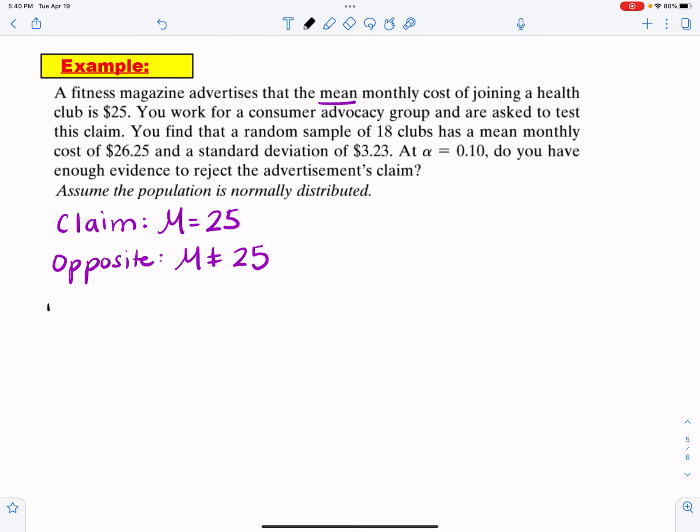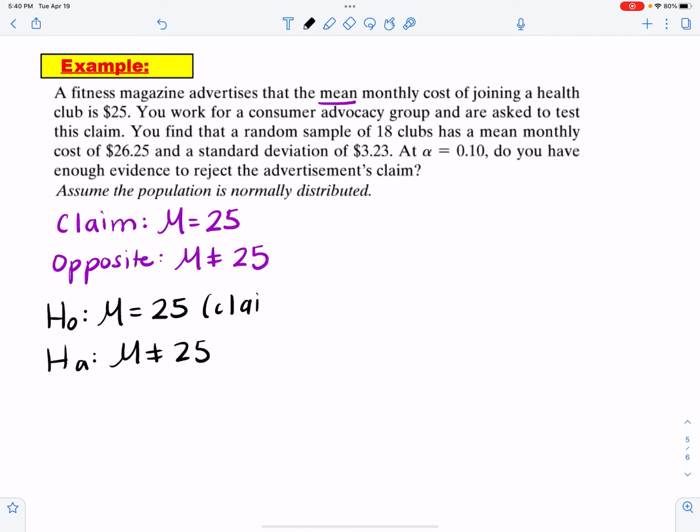And now I know the equality always goes to the null, and the inequality always goes to the alternative. So this is no different than what you did for the Z-test. You always set it up the same way. All right, and since our claim is that the mean is equal to 25 for this hypothesis test, our claim is in the null hypothesis.